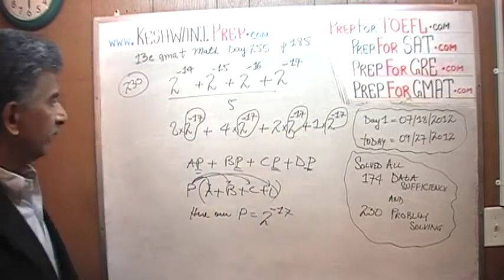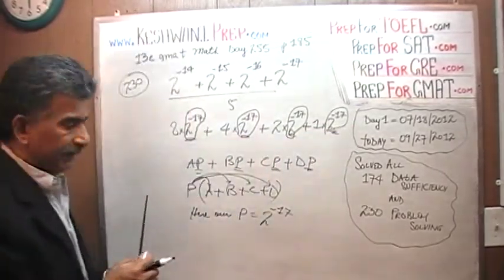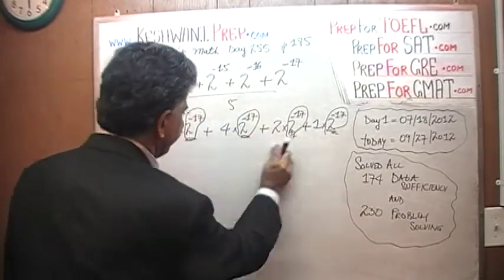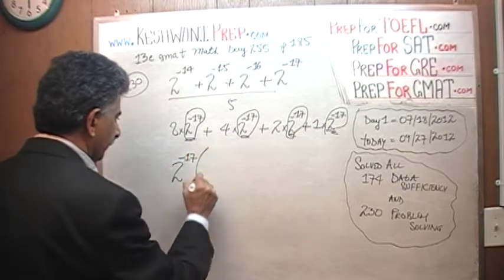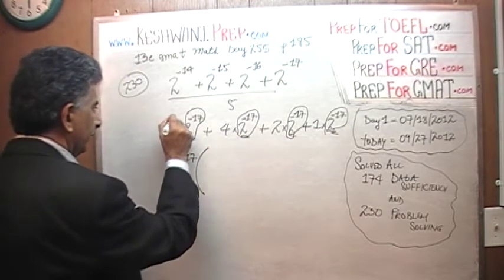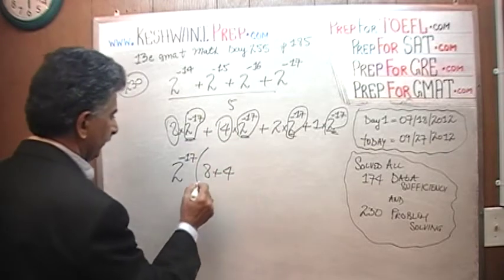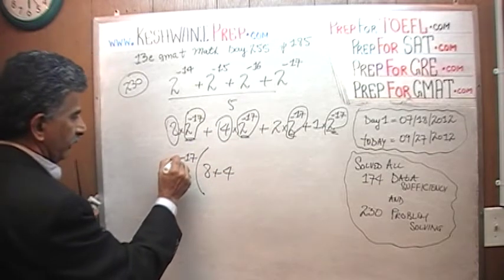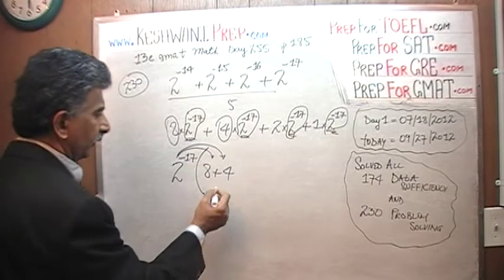We're going to take it out common. It appears in every one of them. It appears here, here, here, here. Let's take it out common. So we take out 2 raised to negative 17 common. From the first term, we are left with 8. From the second term, we are left with 4. Because you see, when we open the parentheses, it's going to be 2 raised to negative 17 times 4, 2 raised to negative 17 times 8, and so forth.